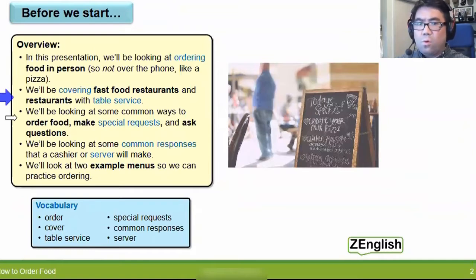More and more now, actually, these two, fast food and restaurants with table service, are starting to merge. They're starting to sort of come together. We're starting to get restaurants like McDonald's offering table service as well.